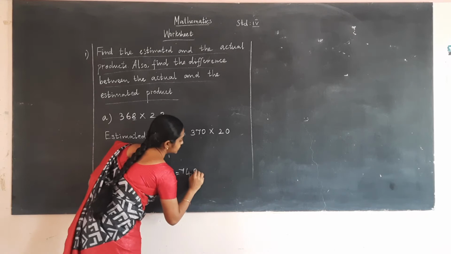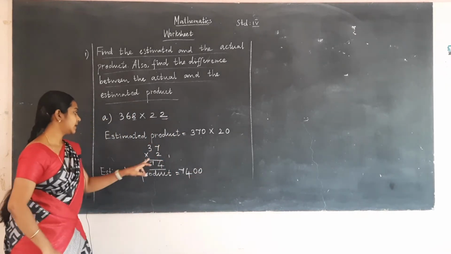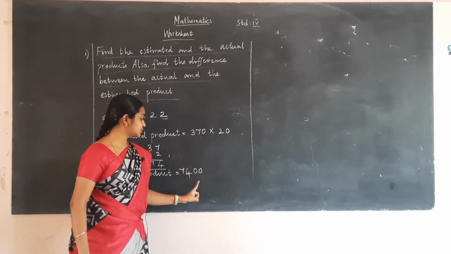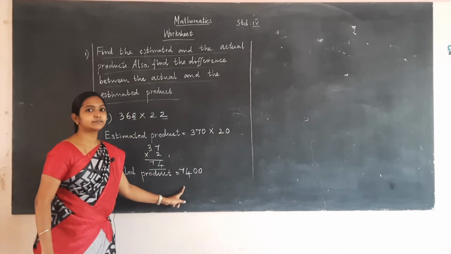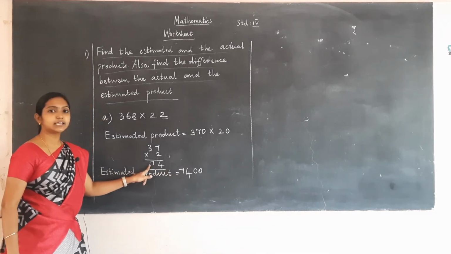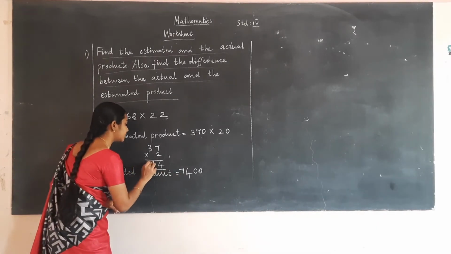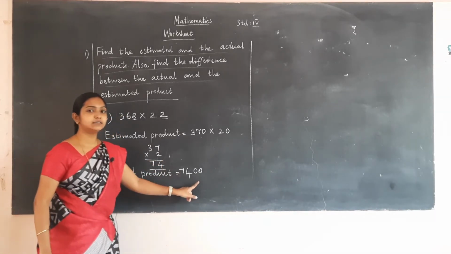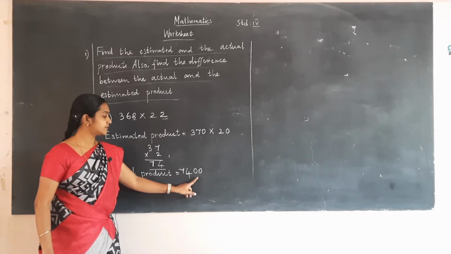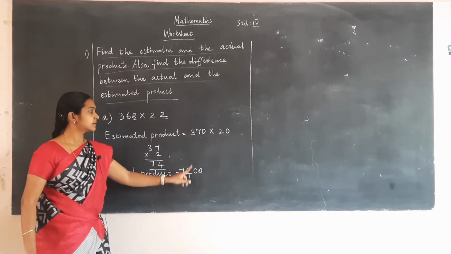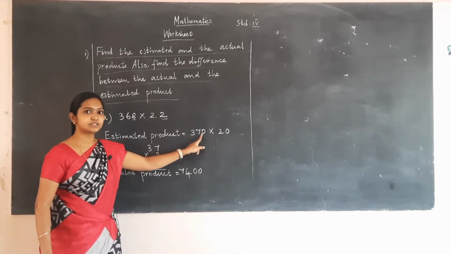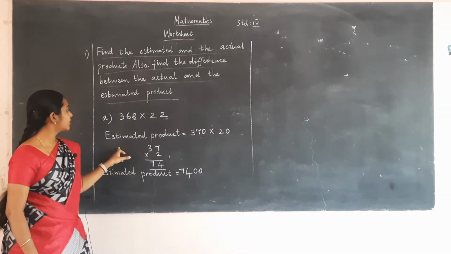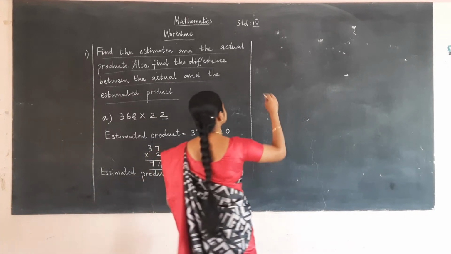We have to add 2 zeros. In multiplication we have left 2 zeros. We have to add that 2 zeros in the estimated product. This is the final answer. You should not keep it as 74. We have to add 2 zeros. Don't forget to add 2 zeros. In 370 we have 1 zero and in 20 we have another 0. So add 2 zeros. Next we are going to find actual product.